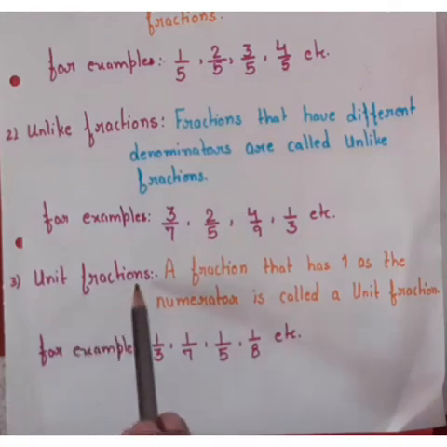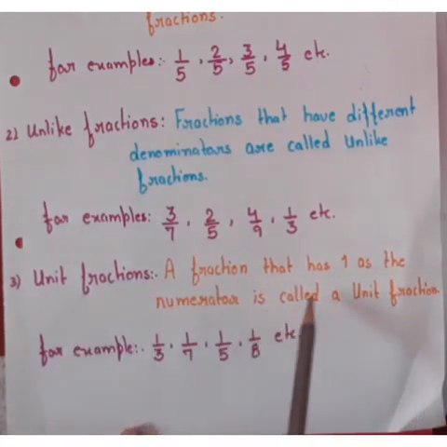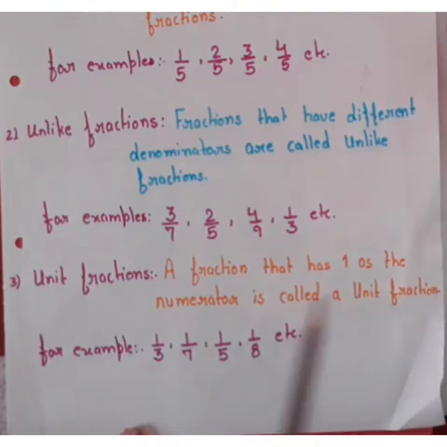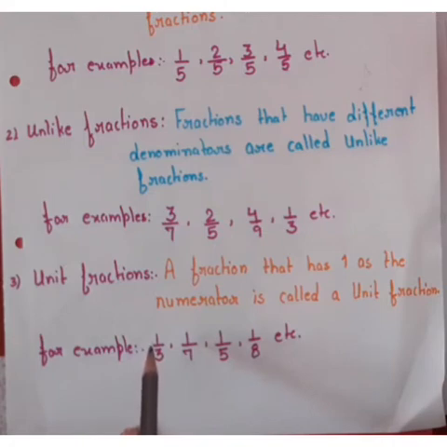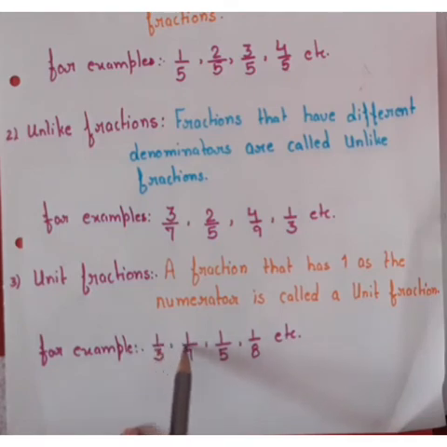Third is unit fractions. A fraction that has 1 as a numerator is called a unit fraction. So if a fraction has 1 as a numerator, the fraction is said to be a unit fraction. For example, 1 upon 3, 1 upon 7, 1 upon 5, 1 upon 8, etc. Here you can see all of them have 1 as a numerator. So they all are said to be unit fractions.